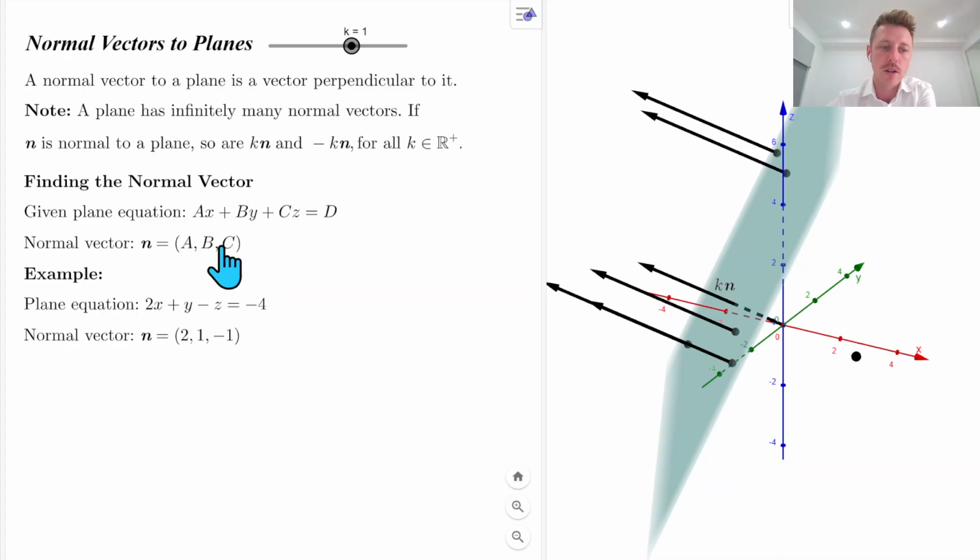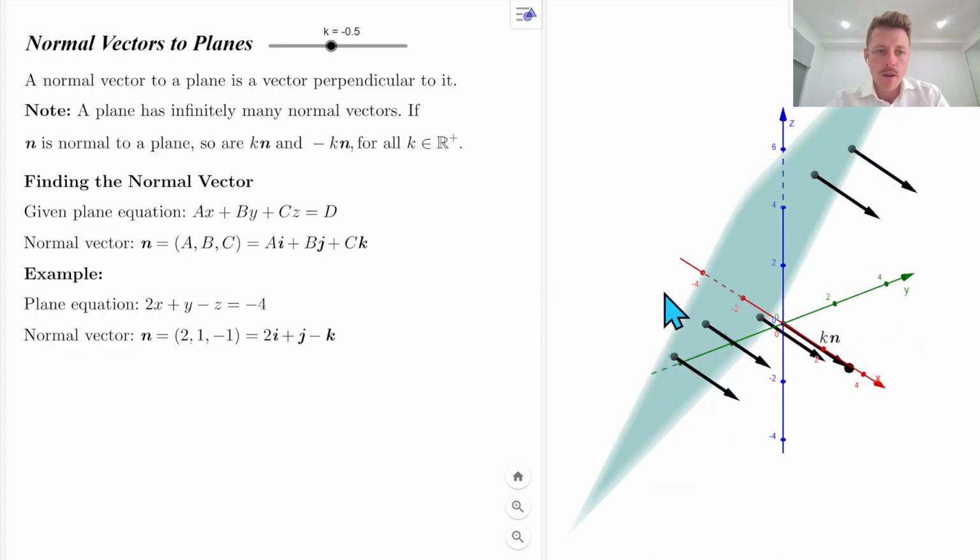And I should maybe be a little bit clearer. Another way we could represent that normal vector n would be capital A multiplied by the unit vector i plus capital B multiplied by the unit vector j plus capital C multiplied by the unit vector k. That's just another notation here. Let me fix that up so it makes more sense. This is not really a notation we've used before, but we can say that the normal vector is equal to Ai plus Bj plus Ck. This can sometimes just be a shorthand.